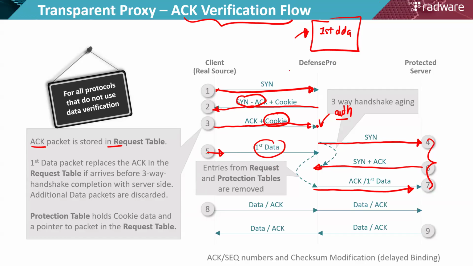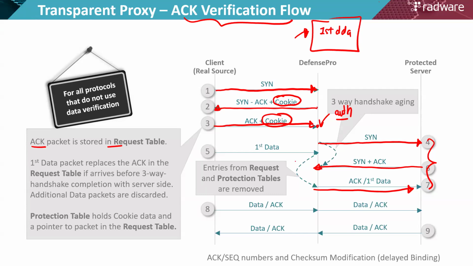Only the first data packet would be stored in the request table. The main thing here is the ACK verification flow. I'll explain this once again. We get a SYN packet at the defense pro. The defense pro will send a SYN-ACK back along with the hashed content. And if we receive the ACK response along with this hashed content back at the defense pro, at this point in time, the client is authenticated by the defense pro as a legitimate client.